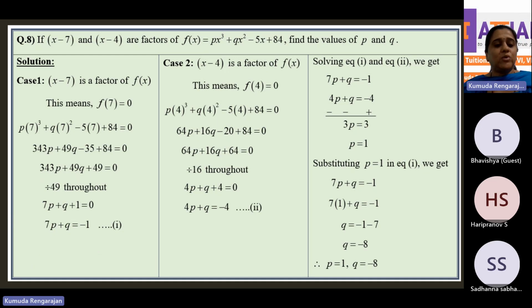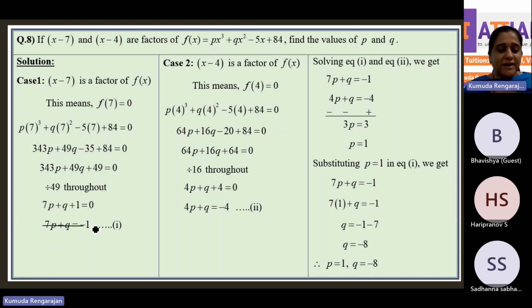That's how we simplify the equation. So we divide by 49 throughout. This one divided by 49: 49 ones are 49, sevens are 7p. This one divided by 49 plus q. This one divided by 49 plus 1. This one divided by 49, 0.